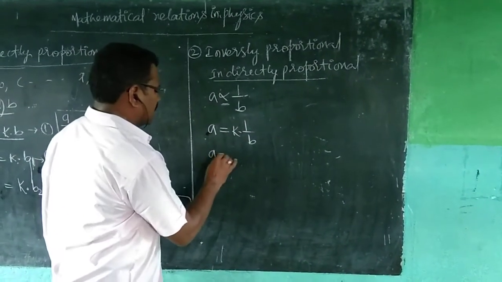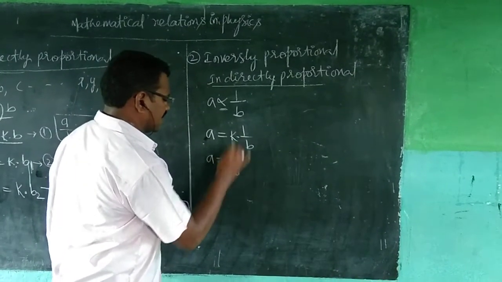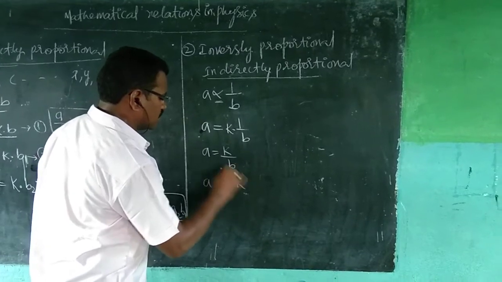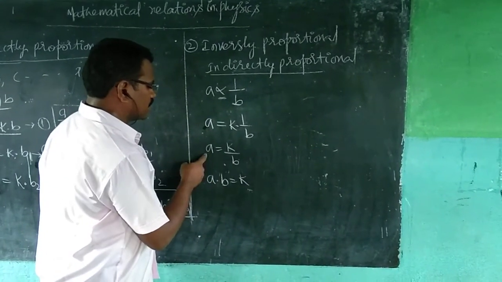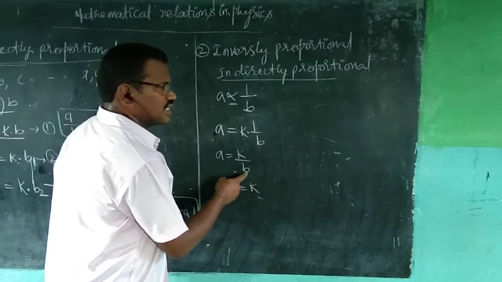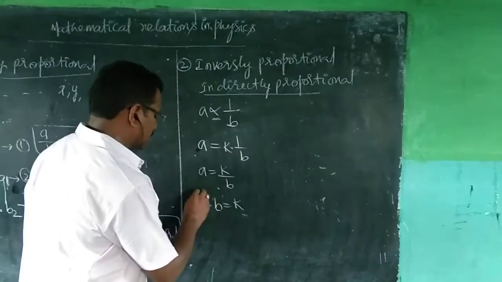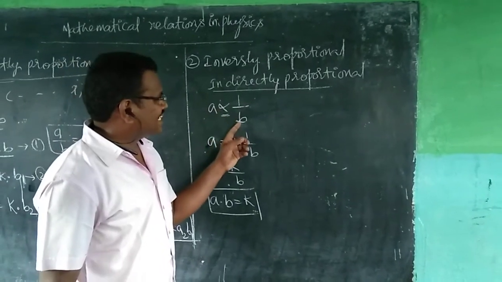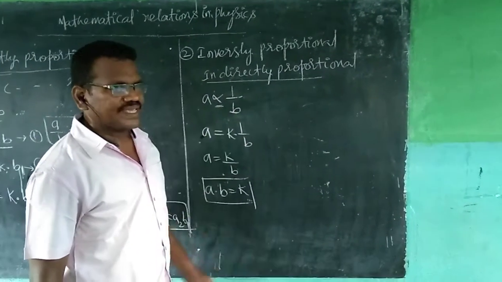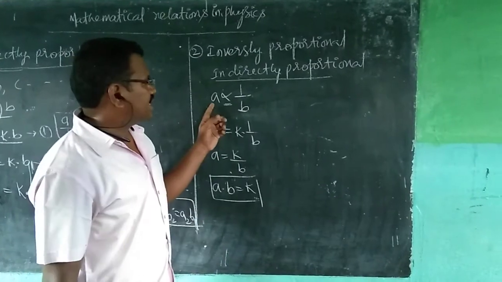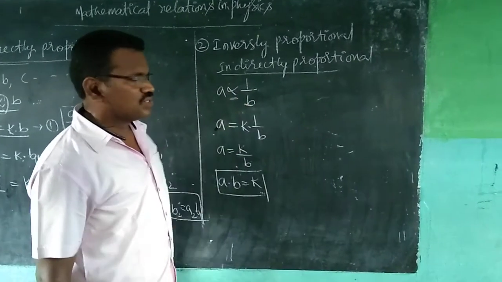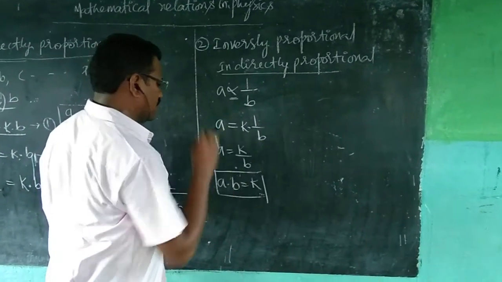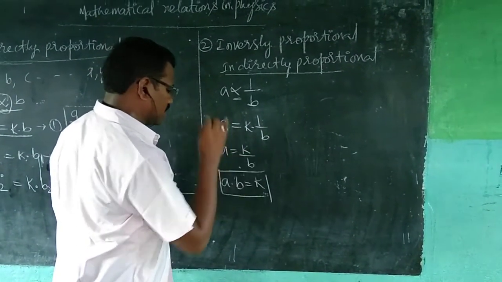Now, this can be written as A is equal to K by B, or otherwise A into B is equal to K. Why? Because simply I transferred the B which is there in the denominator to the left hand side. Now, here once again, A is indirectly proportional to 1 by B, or A is inversely proportional to B. That implies A is equal to K into 1 by B. A is equal to K by B.